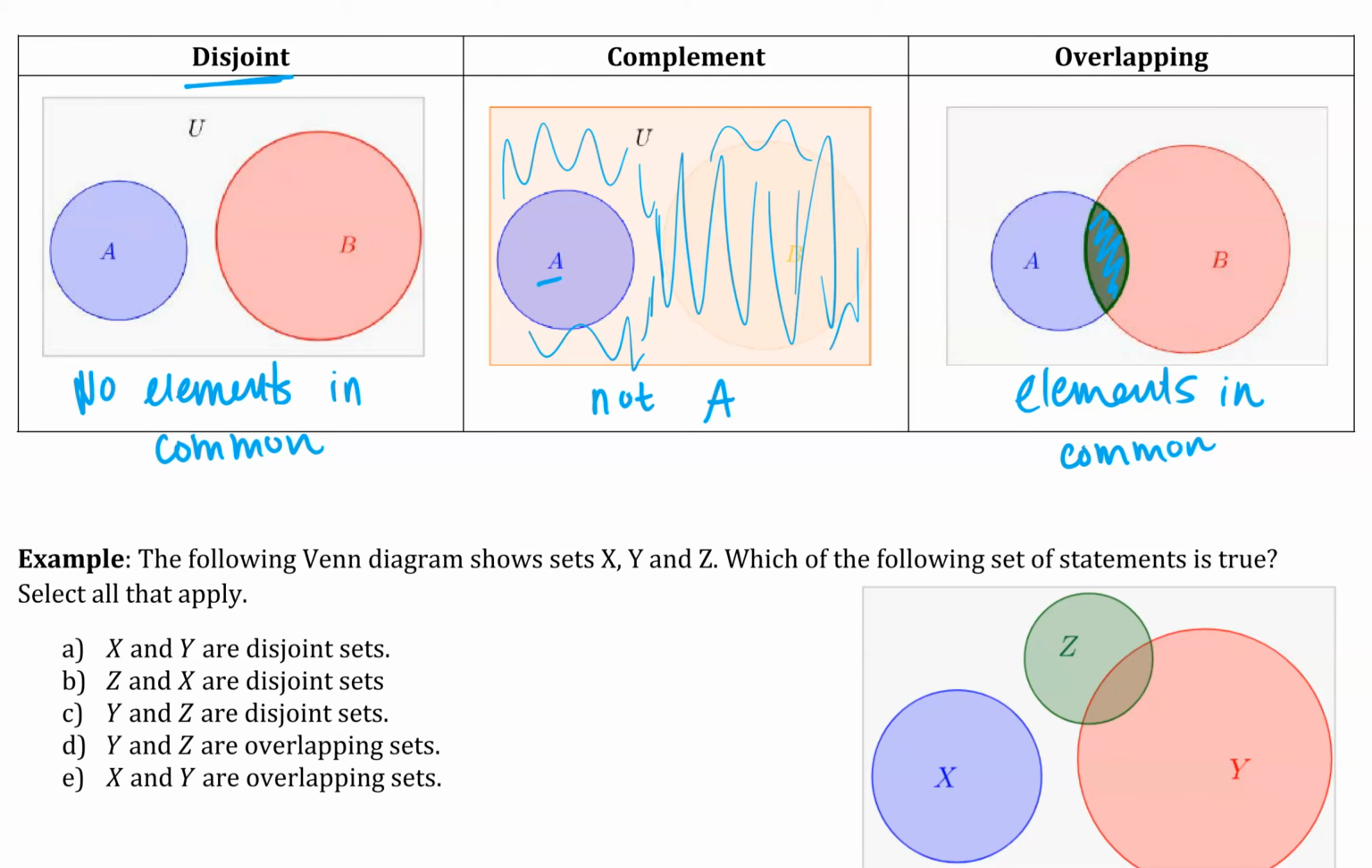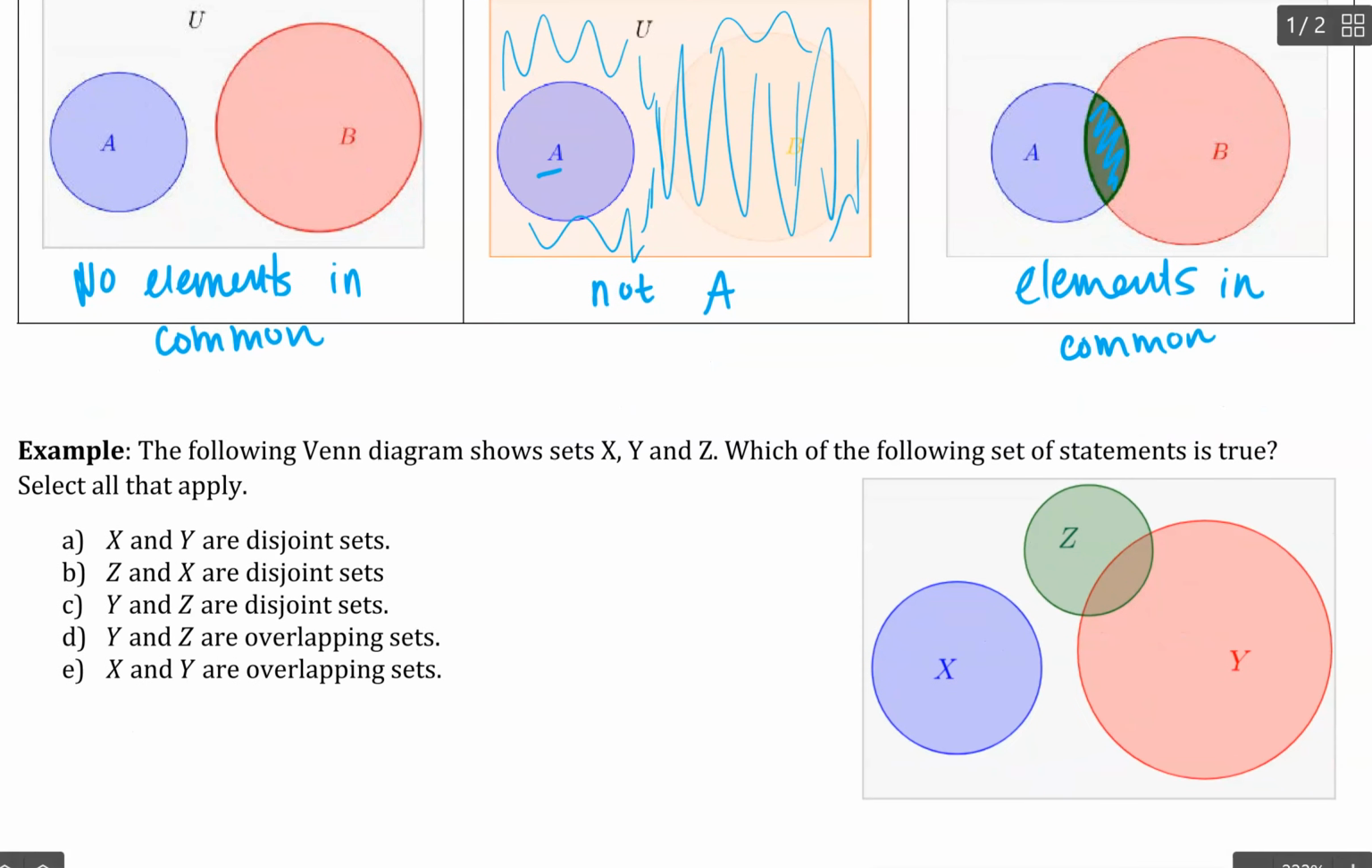Let's start with an example to get used to those three definitions. So the following Venn diagram shows the sets X, Y, and Z. Which of the following set of statements is true? So let's go through each one, A through E, and decide if it's true about this Venn diagram.